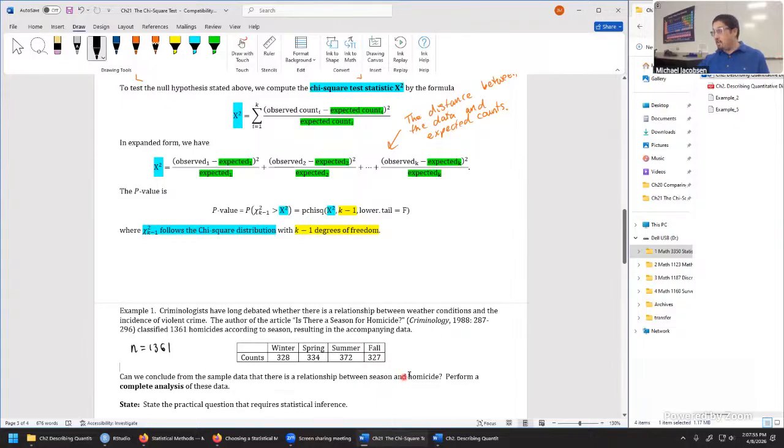So that's the setup so far. The question for the problem says, can we conclude from the sample data that there is a relationship between season and homicide?